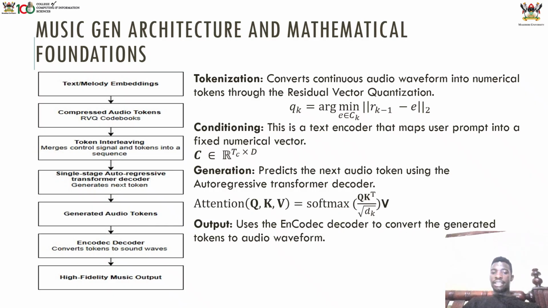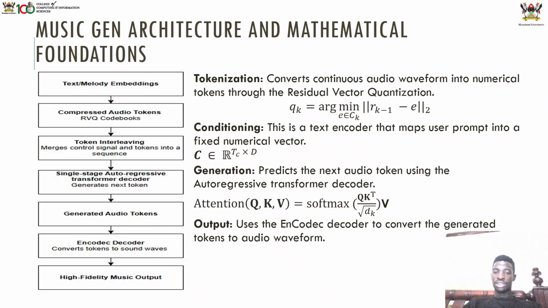Then with conditioning, we map the user prompt into a fixed numerical vector, because we have to first convert the prompt. In this case, we preset the different targets, so that if someone puts in "I lack sleep," that's a sleep disorder. So we turn that into a fixed numerical vector.